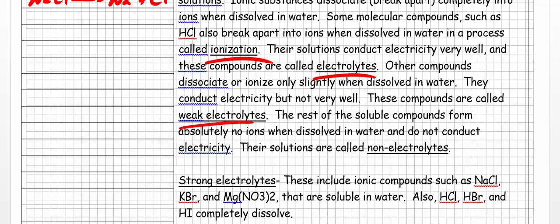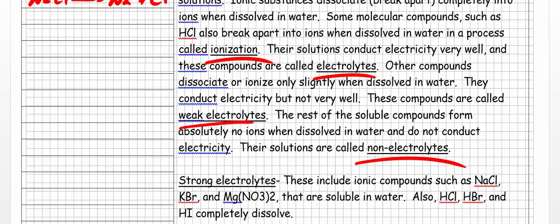The rest of the soluble compounds form absolutely no ions when dissolved in water and do not conduct electricity. And their solutions are called non-electrolytes. So strictly covalent compounds are not going to dissociate in water. They're called non-electrolytes.